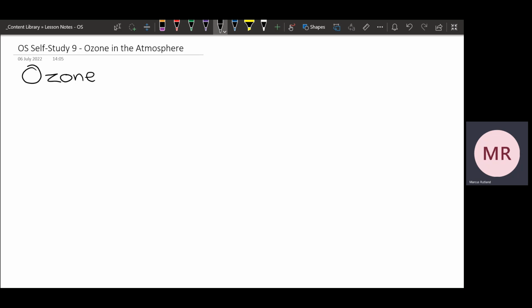Do you remember what the formula of ozone is? And you should say O3. So it's an unusual form of oxygen. So here's a little challenge for you. Can you figure out a dot cross diagram for the bonding in O2 and O3? So dot cross diagrams for O2 and O3. Pause the video, have a go. Start it again when you're ready.